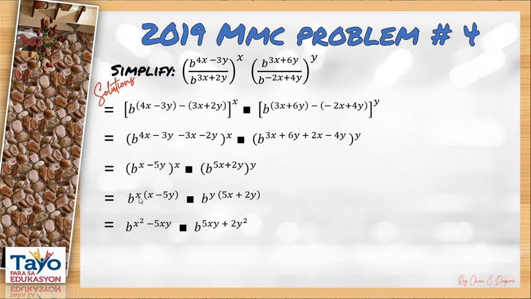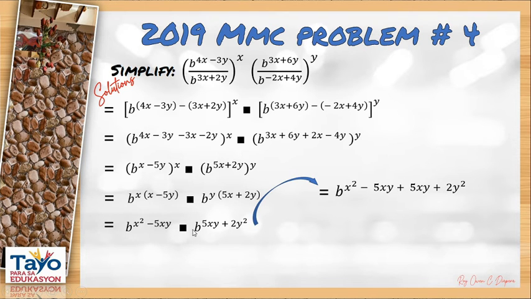So x is being distributed to each term inside this parenthesis. So x times x is of course x squared. X times negative 5y is negative 5xy. Multiplied by, with this expression, y is being distributed to each term here. So y times 5x is 5xy. Y times 2y is of course 2y squared.